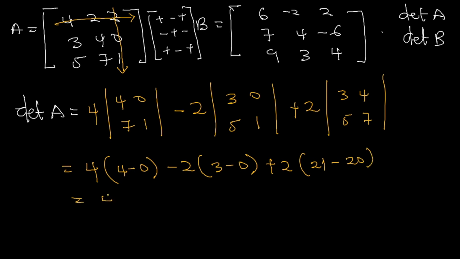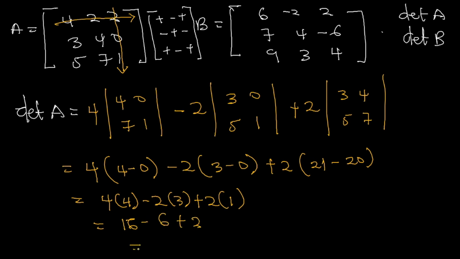So this is 4 multiplied by 4, minus 2 multiplied by 3, plus 2 into bracket, this will give me 1. So 4 by 4 is 16, minus this is 6, then plus 2 over here. So 16 minus 6, that is going to give me 10, plus 2, that will give me 12. So the determinant of matrix A is 12, just a single value.